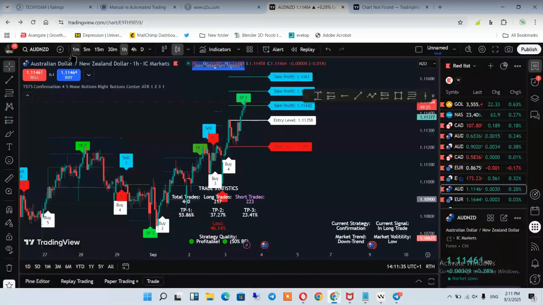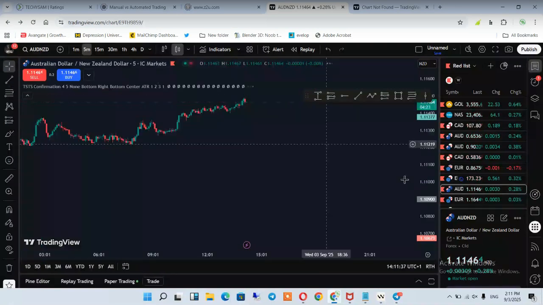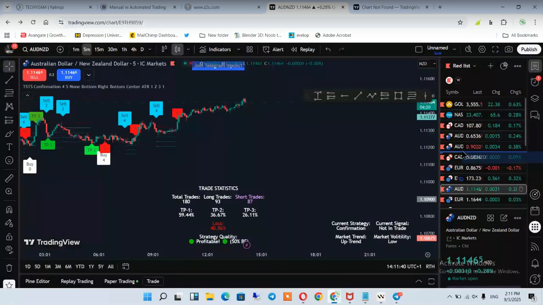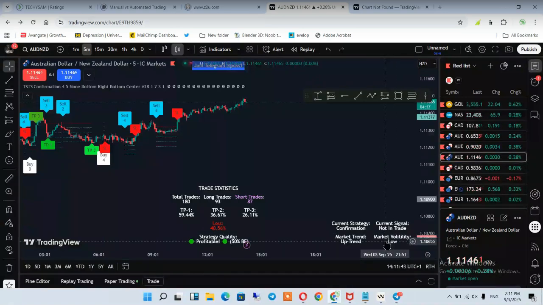Let me check it on M5. It's there. I don't even know why I couldn't find it. Let me move it up here. It stays with its AUD brothers. Volatility is still low. It's profitable on M5 as well. Let's just get back to where we are.